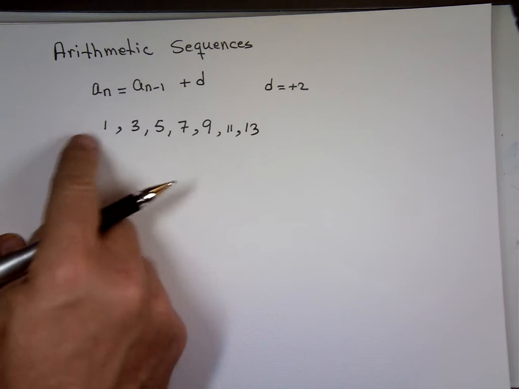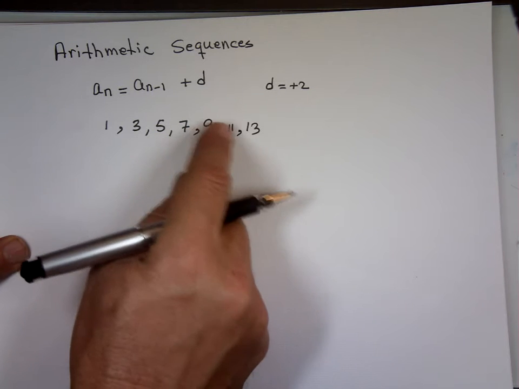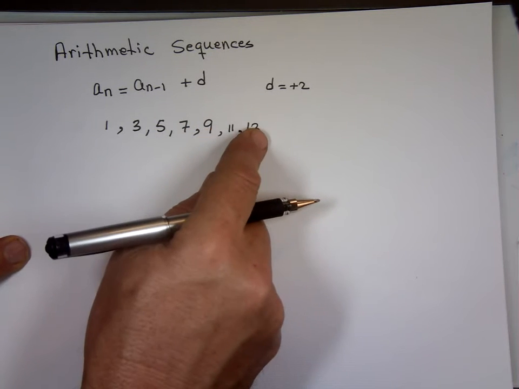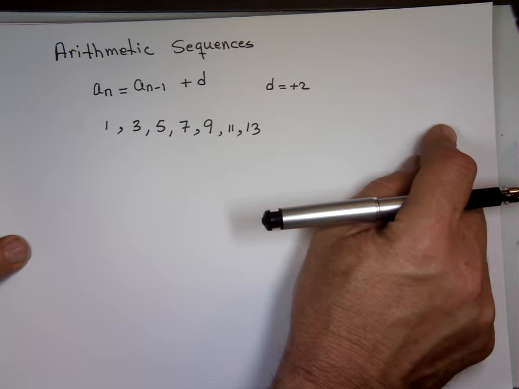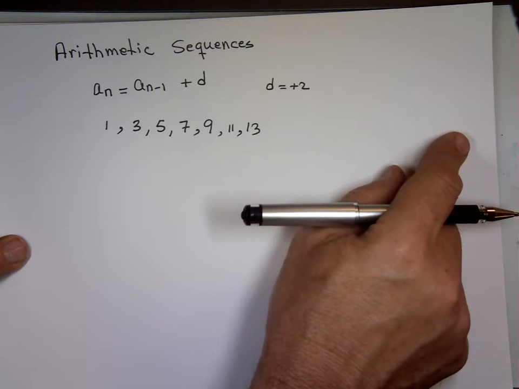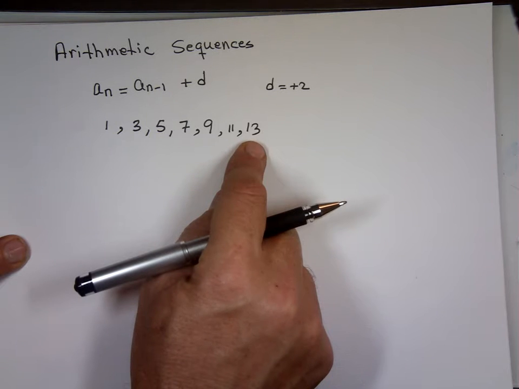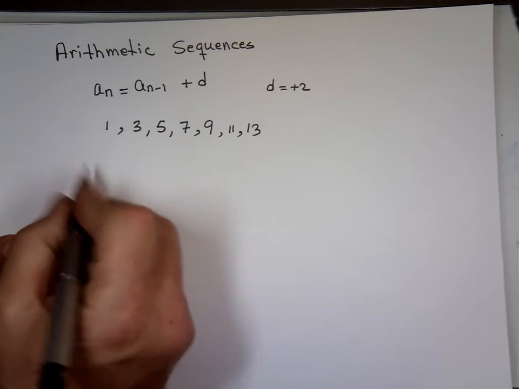13. So we have, this is the first number, the second number, the third number, the fourth number, the fifth number, the sixth, the seventh number. What is the 50th number? You got to keep writing, huh? This is only the 7th number. I want the 50th.